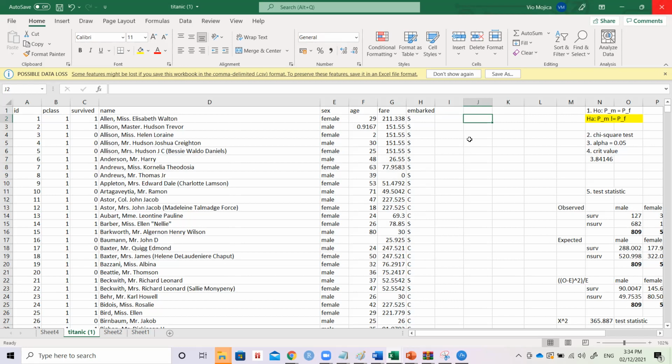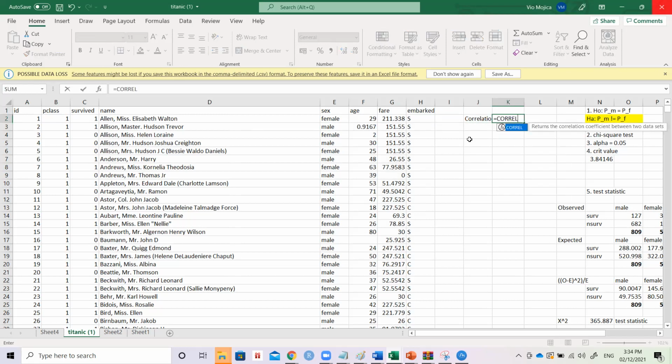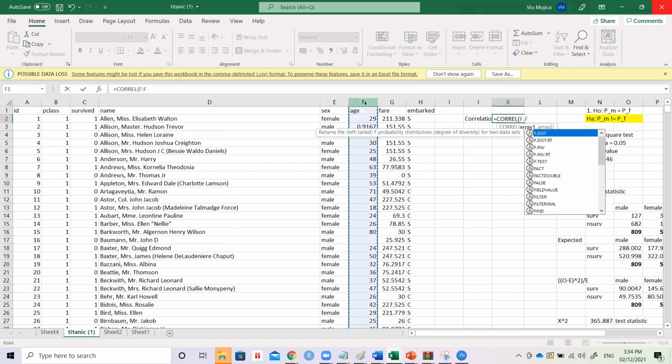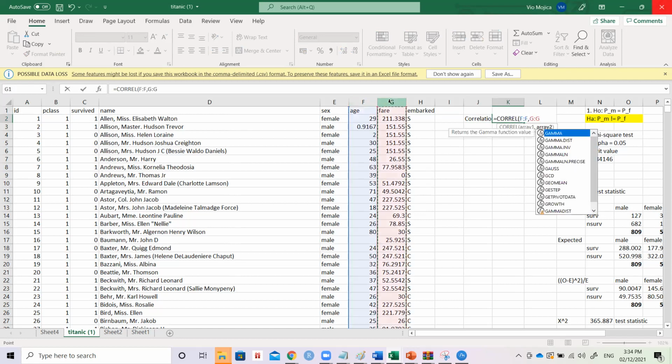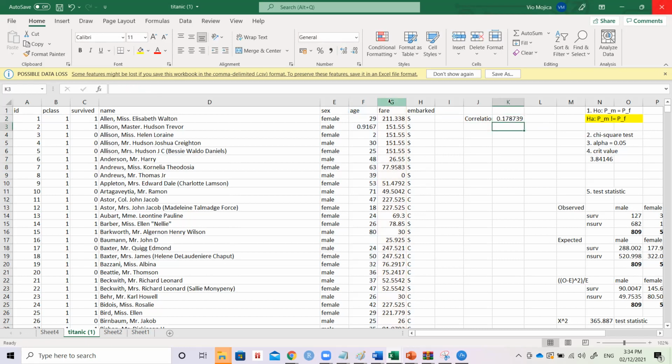We have the correlation coefficient. So correlation coefficient, it's the quantitative measure of linear relationship between two variables. So the correlation between age and fair, it's really easy sa Excel. It's the CORREL function. Correlation for age and fair. We arrive at the answer, 0.178.